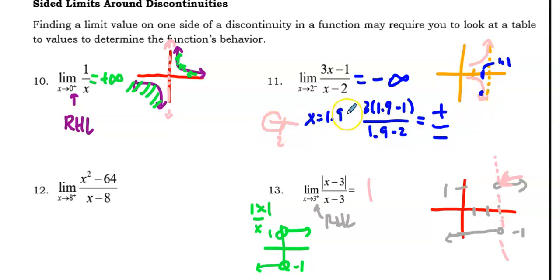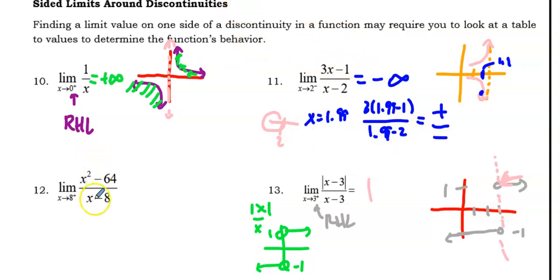And if you wanted to do another, like 1.99, that's still going to be negative, right? This is still going to be positive. I could have an infinite amount of 9s here. It's still going to be 1 point something. It's greater than 1, right? And this is always going to be negative. So no matter how close we get to 2, it's going to be positive over negative, so the answer is negative infinity. And so that's what you do for that particular problem.